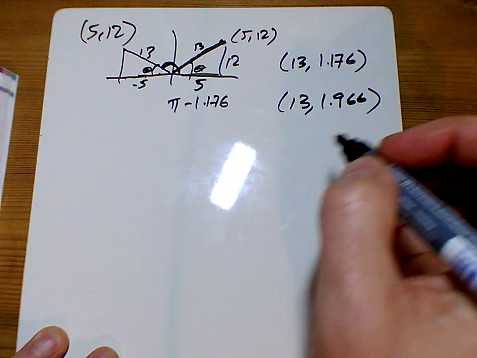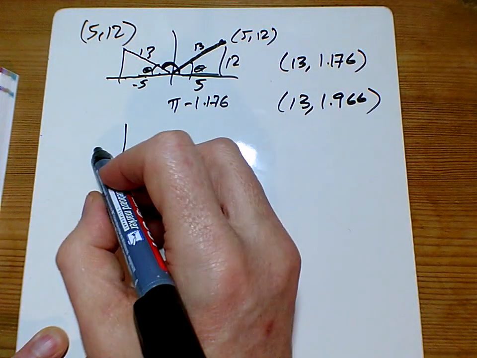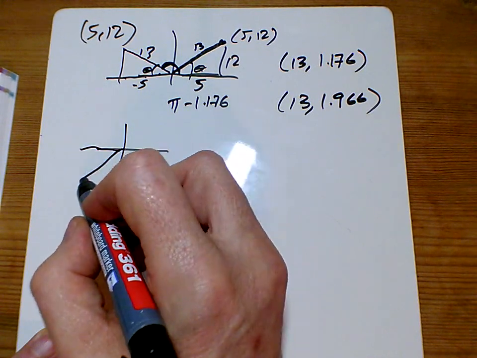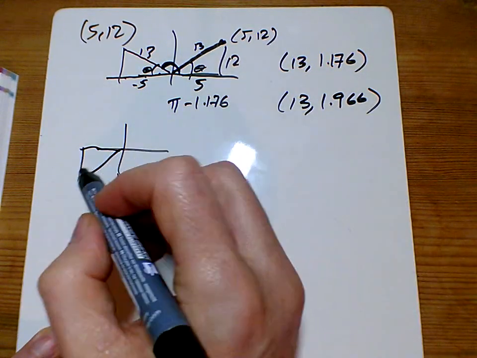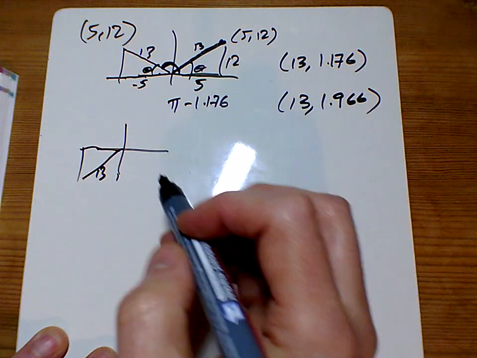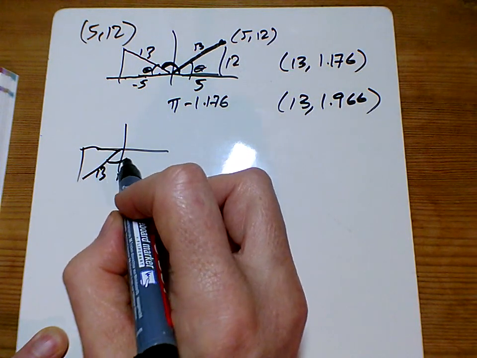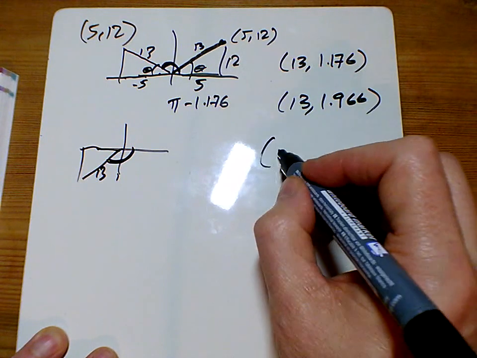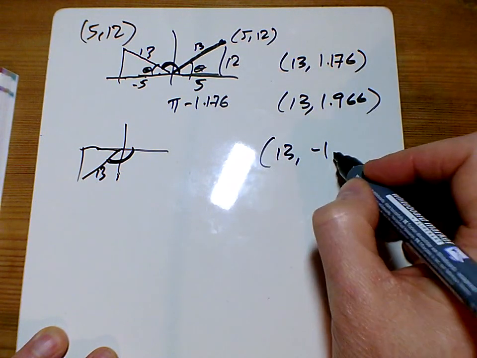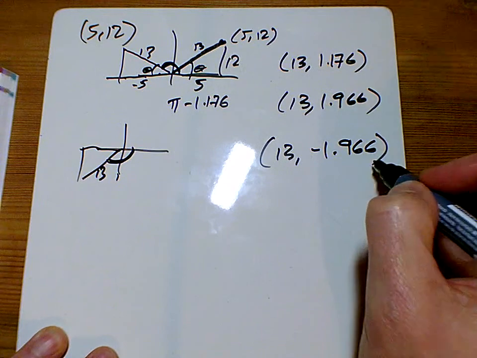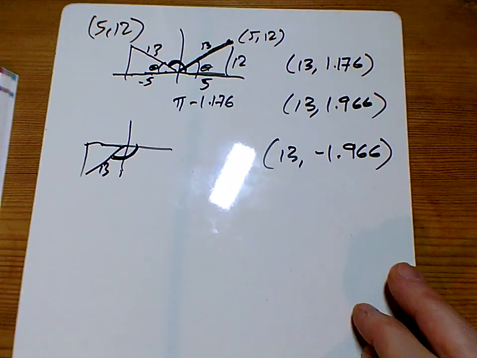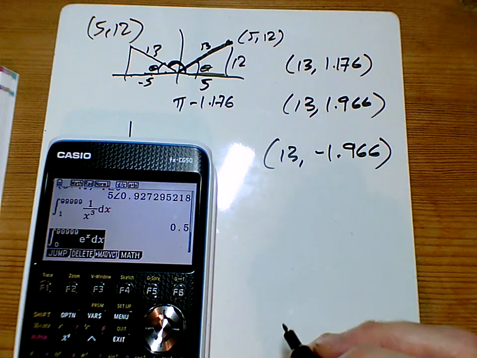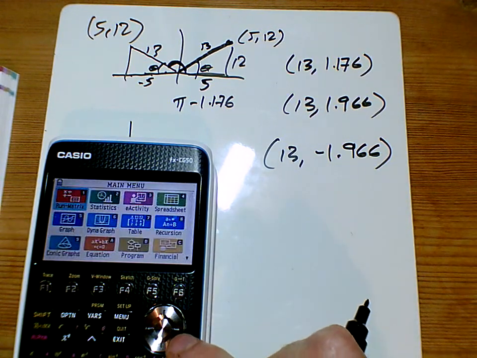1.966. And the third one, we've got another 5, 12 this time, so it's 5, minus 12, so it's down here this time. So again, that distance there is 13, and this time we want this angle here, and this angle here is the negative of that one there, so 13 and minus 1.966.